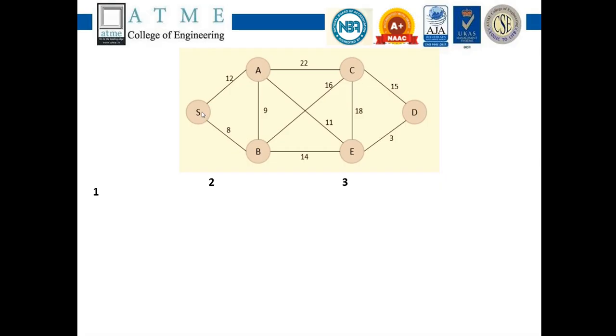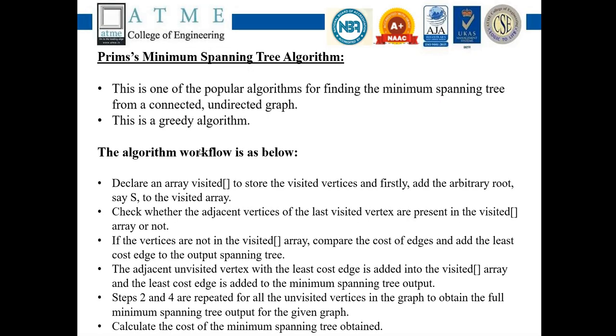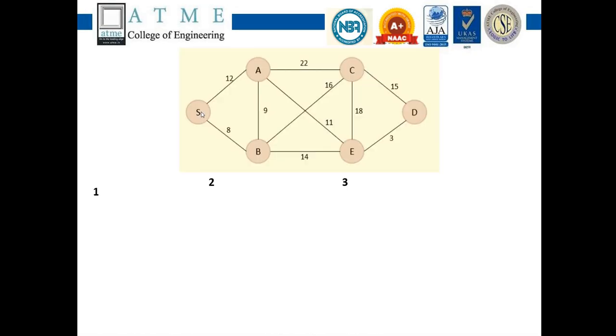How to solve this problem? We'll start from S. Let us take S as the source node. If I start with S as the source node, what are the edges we have? The edges that are connected to S. From S to A we have 12. S to B we have 8. We do not have any other edge. We have only two edges for S: one to A, the second to B.